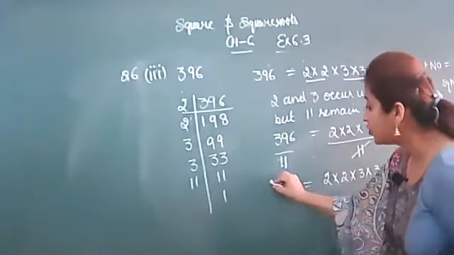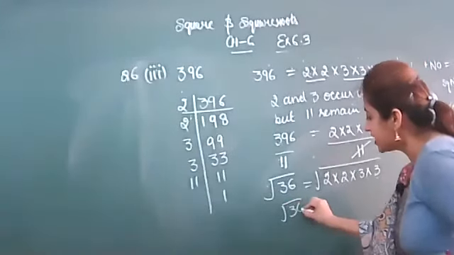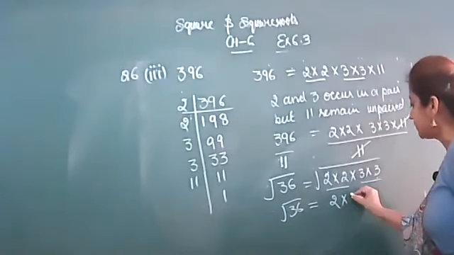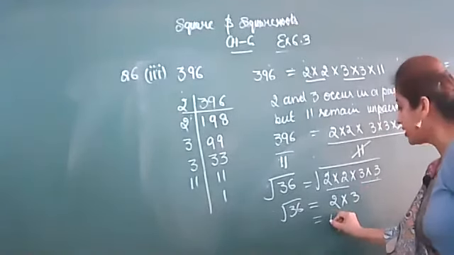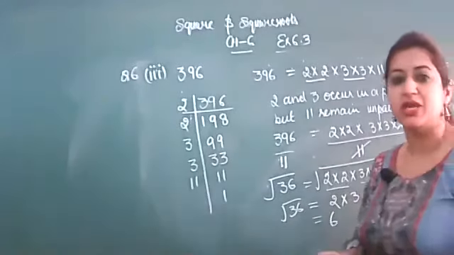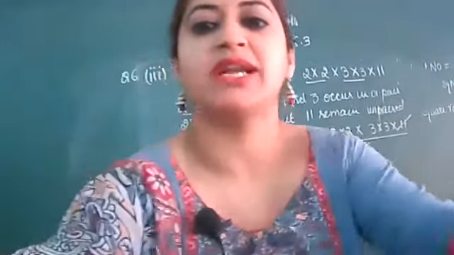Now what you will do is find the square root of this number. 36 here is a perfect square number, and from this pair and the second pair you will take one term out, and the answer is 6. So the least number by which we have divided this is 11. So you will write the answer at the end.